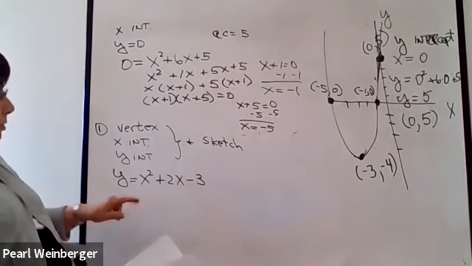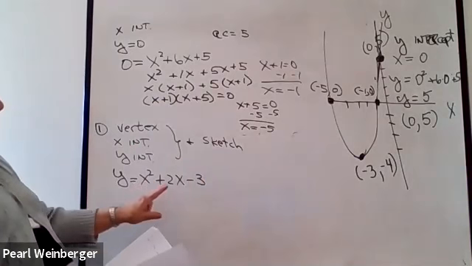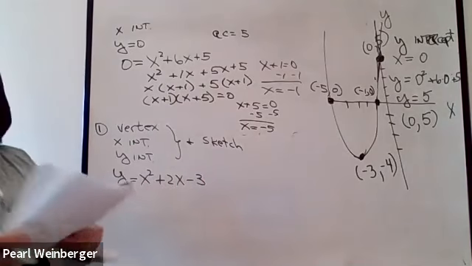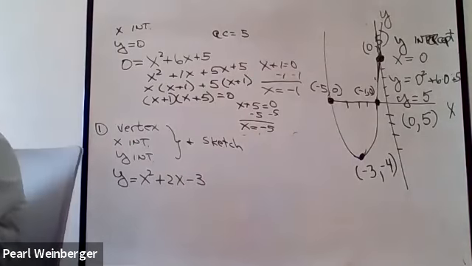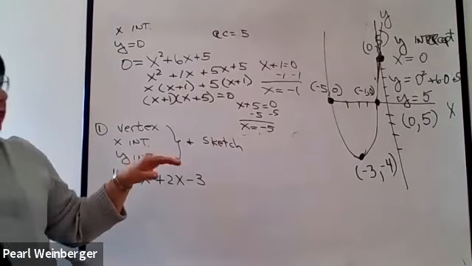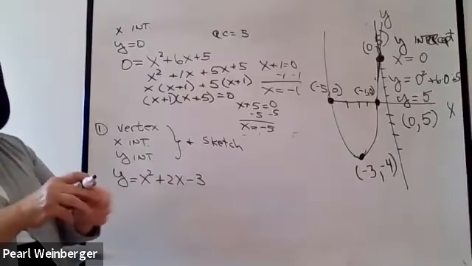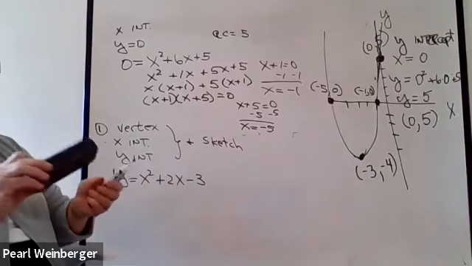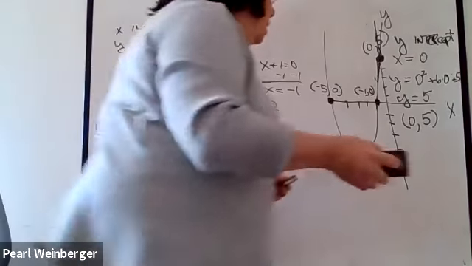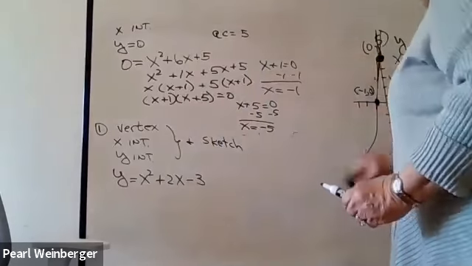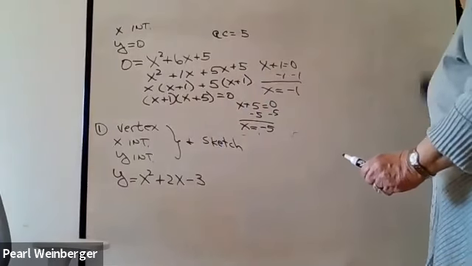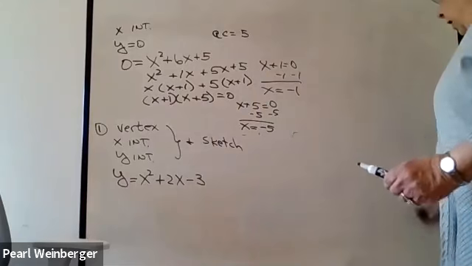Okay, here's your equation. y equals x squared plus 2x minus 3. So I want you to find its vertex, find its x-intercepts, find its y-intercepts, and then see if you could do a sketch of it. I'll give you about 5 minutes to try that.